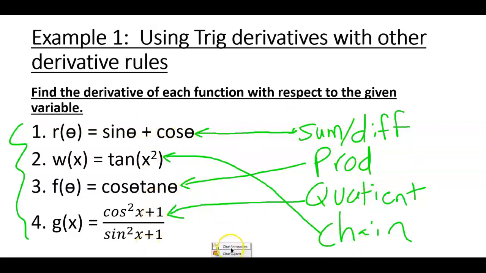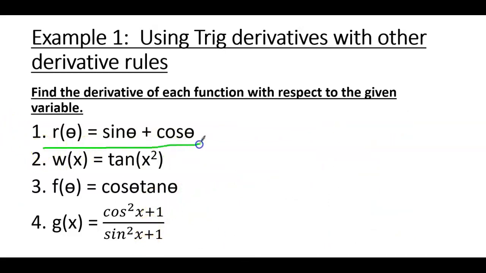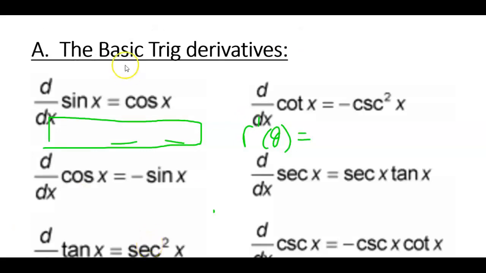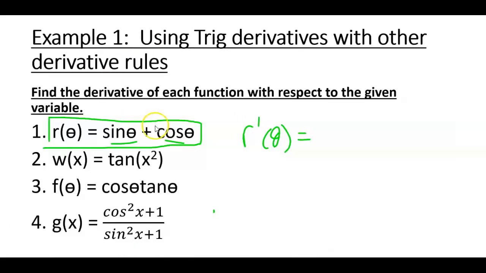All right, so let's go ahead and begin. Let's do the sum and difference rule to this one. So according to the sum and difference rule, all you do is you take the derivative of each piece. So what's the derivative of sine? Well, let's go ahead and just flip back a little bit. Derivative of sine is cosine. So the derivative of sine is going to be cosine.